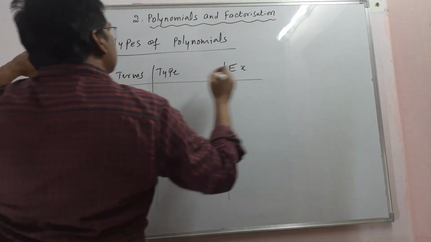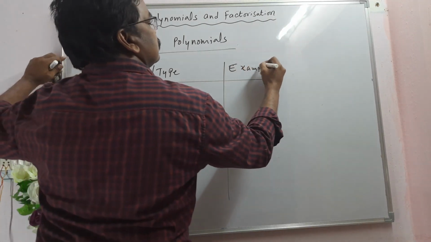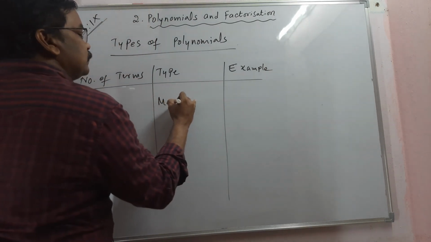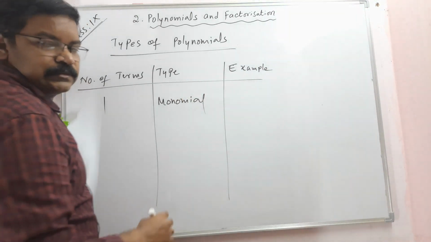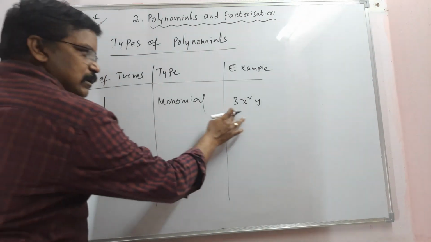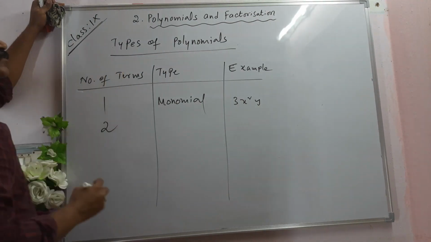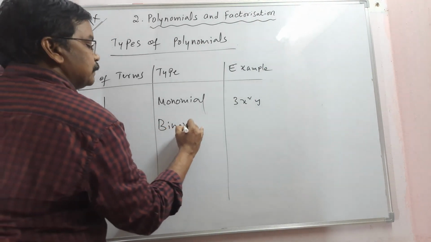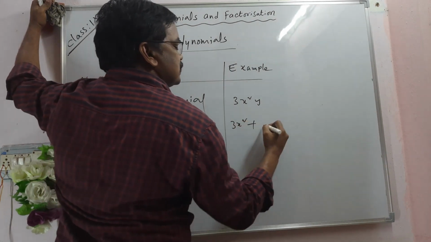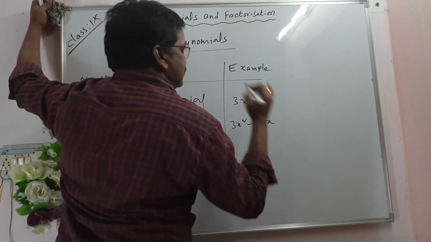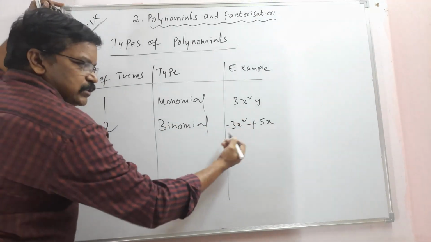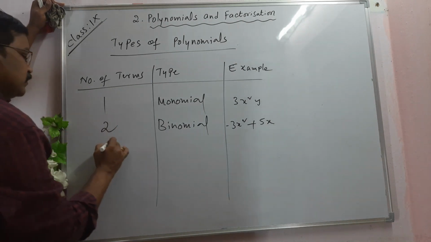So number of terms. This is the example. Only one term means that is called monomial. So 3x square y, this is a monomial. Only one term. If there are two terms, that is called binomial. So that is 3x square plus 5x. That is a binomial. There are two terms.